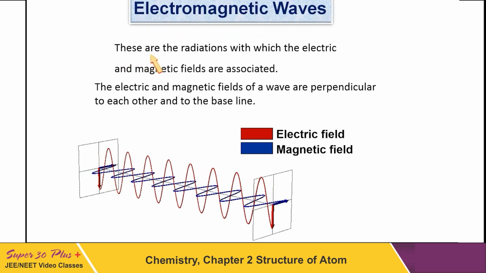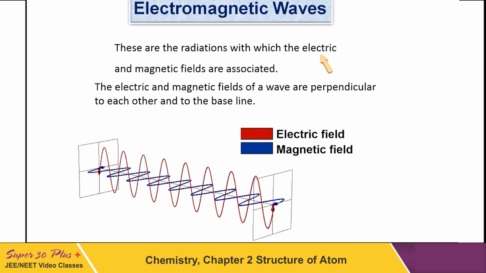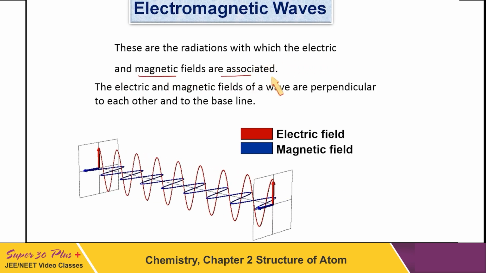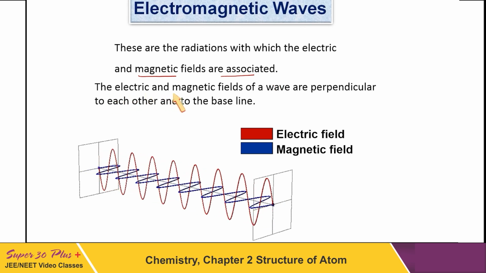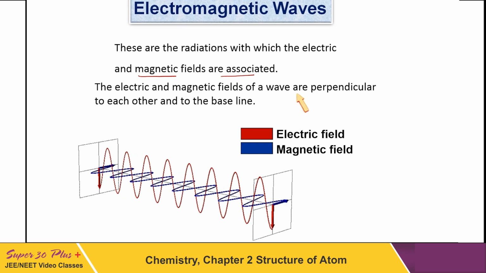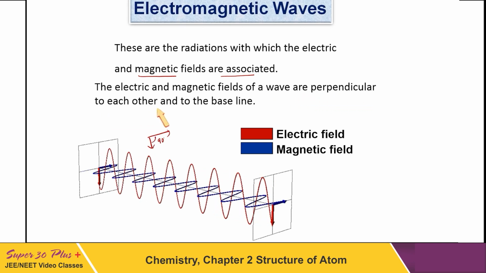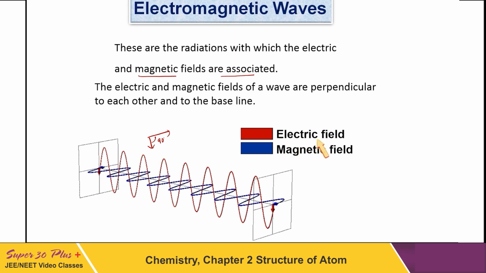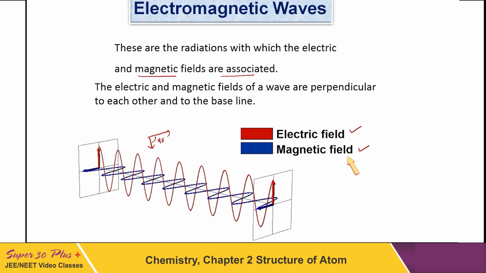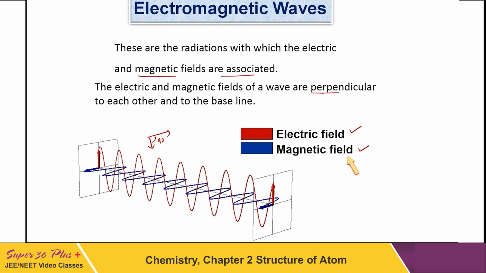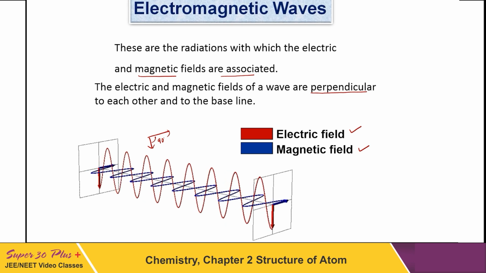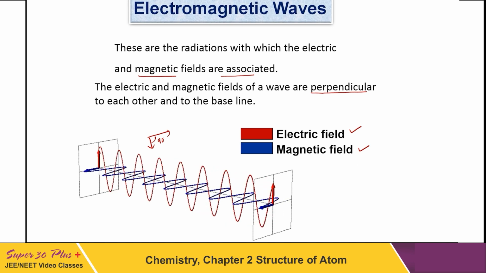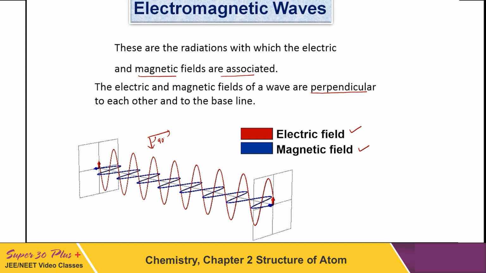You see, these are radiations in which electric and magnetic fields are associated and they are perpendicular to each other. You see in this picture, electric field and magnetic field. It is clearly visible that they are perpendicular to each other at a 90 degree angle. So waves in which both an electric field and a magnetic field are present, perpendicular to each other, are called electromagnetic waves. They are called EMW. Sunlight is also a kind of electromagnetic wave.